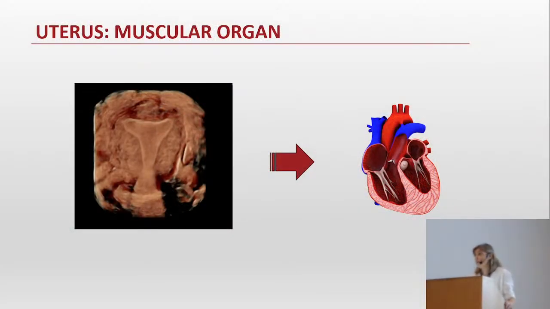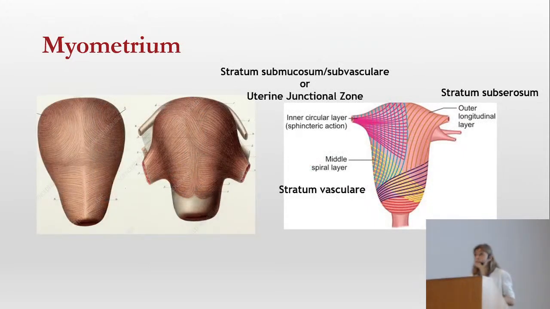So the myometrium is the muscular layer which contains three differentiated, separated strata. The first, the external layer, is the subserosum stratum, which contains longitudinal layers. The contractions are like this, okay? Then we have the middle layer, which is a mixed network of spiral muscular fibers. And finally, the junctional zone is the inner layer, which contains circular layers. So we will have circular contraction in the junctional zone.